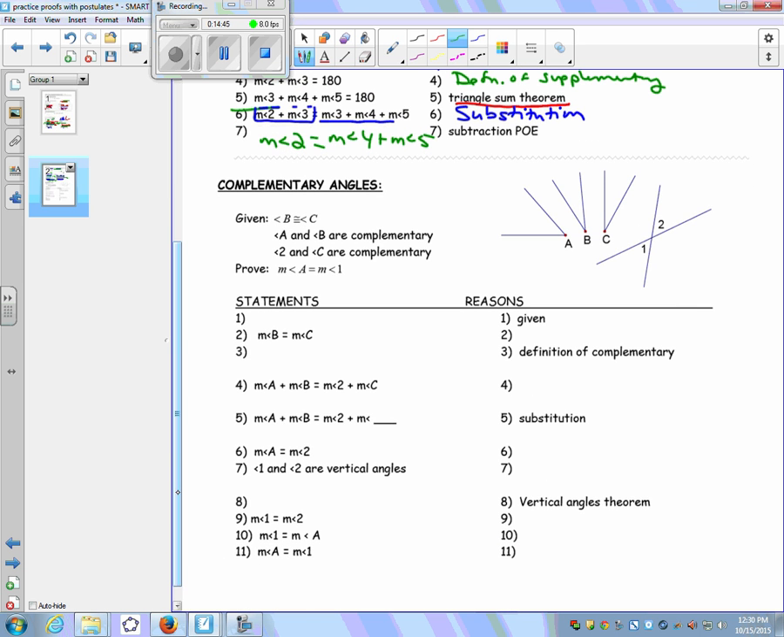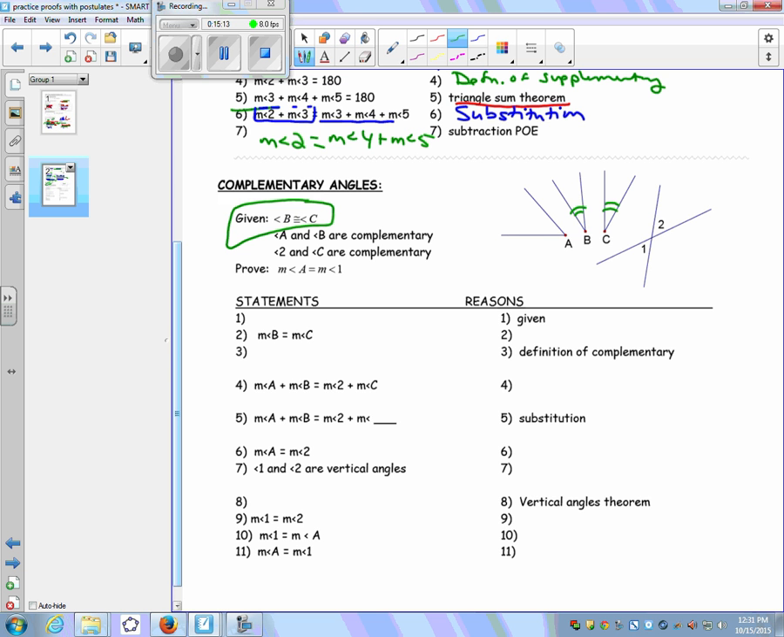All right, last one, complementary angles. Angle B is congruent to angle C. Now, anytime you have givens that you could mark on a diagram, you should actually mark your diagram. If you are told things are congruent or something's a midpoint or whatever, you can mark the diagram. B is congruent to C. Angle A and B are complementary. Angle 2 and C are complementary.